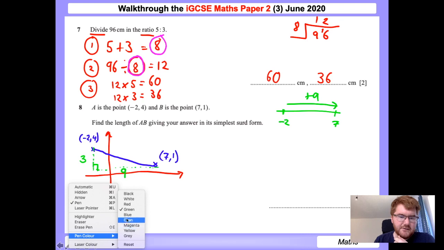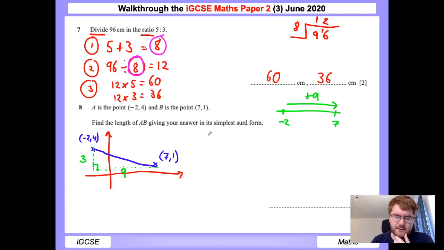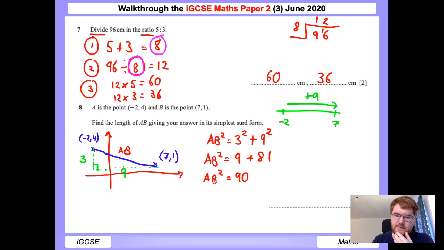So just to remind you about Pythagoras, the Pythagoras formula goes like this. So AB squared, so that's what we're looking for, is equal to this side squared plus this side squared, or the other way around. So let's continue. So AB squared, because this is what we're looking for, AB, the hypotenuse. 3 squared is 9, 9 squared is 81. So we get AB squared is equal to 90, and then we square root both sides. What's the opposite of squaring? That's going to be square rooting. So then we get AB is equal to root 90.